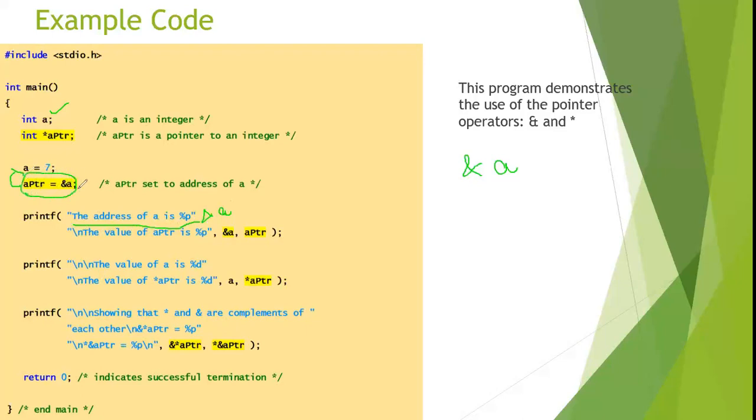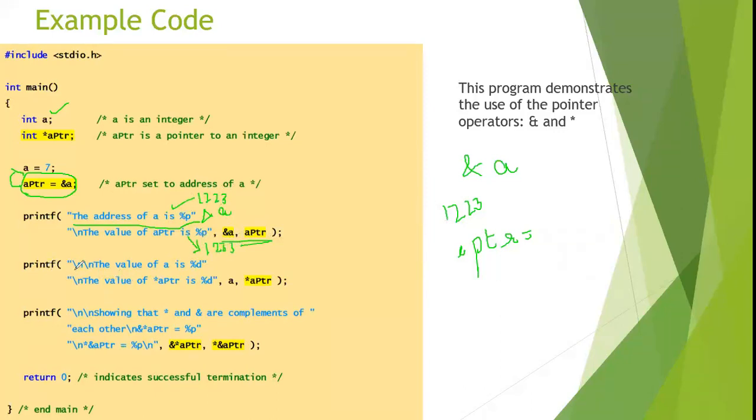But if I'm using this statement, what is APTR? APTR is equal to ampersand A. Now we know that the address of A is 1223, and APTR is equal to ampersand of A. So APTR should also be equal to 1223, right? The value in both the cases should be the same. Let's assume the address is 1223, and APTR will also be 1223.